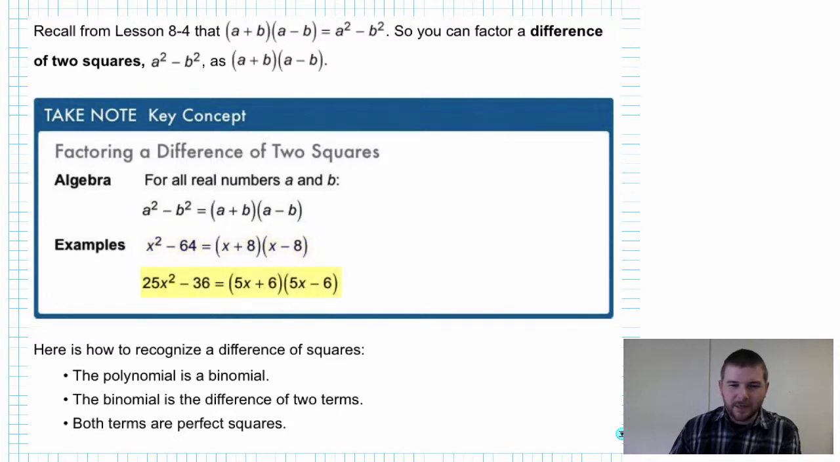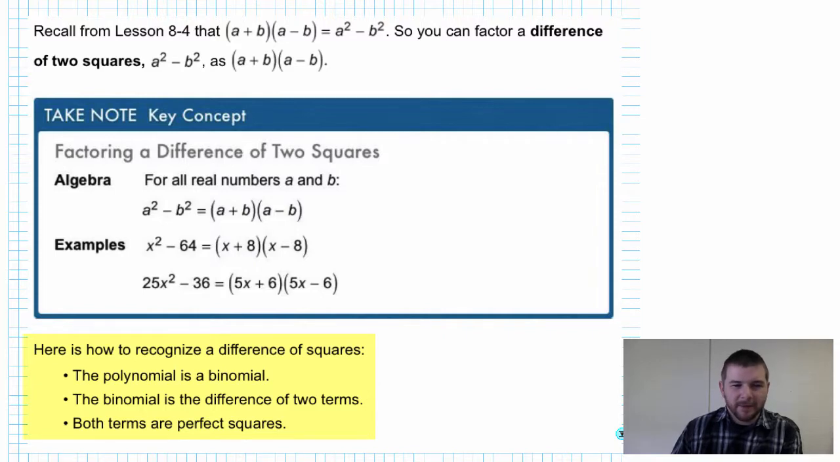Similarly, the difference of squares 25x squared minus 36 can be factored as 5x plus 6 times 5x minus 6. Recognizing that a problem is a difference of squares can be very helpful and save you a lot of time and work when factoring. Here's how to recognize a difference of squares. First, the polynomial is a binomial. Two parts, right? Second, the binomial is the difference of two terms, meaning it's a subtraction. And third, both terms are perfect squares.